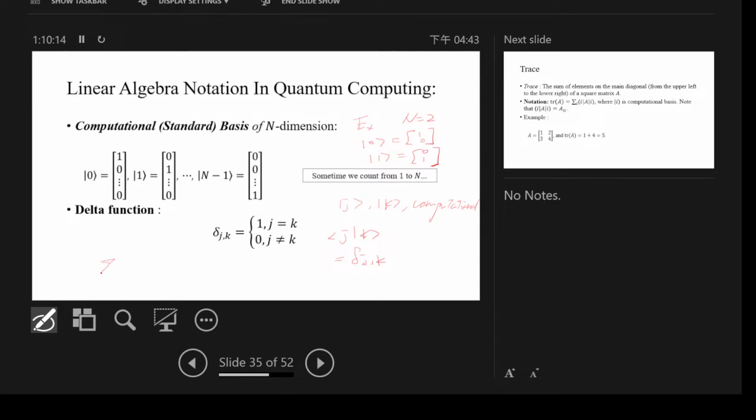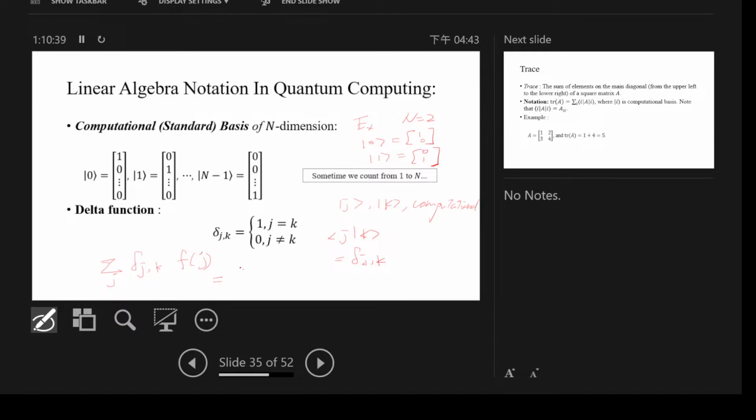So a summation over j, usually you have a summation over j of some delta function of jk and some function on k. And then this thing is some function on j.